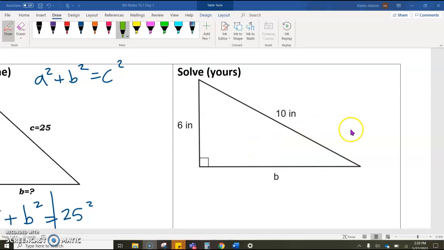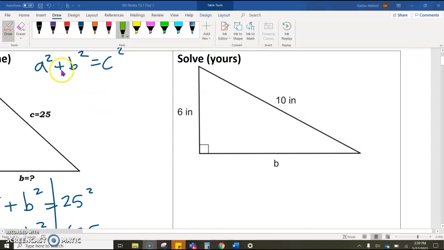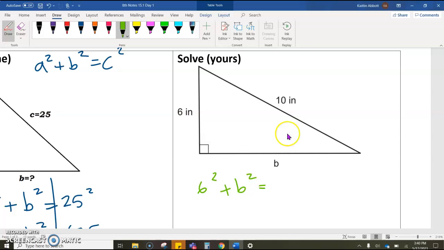All right, welcome back. Hopefully you solved this on your own already. So remember, we need a squared plus b squared equals c squared. A and b are these sides, so this is b, this is a, and this is c. So let's make our equation. So a squared is going to be 6 squared. B squared, we don't know what it is, so b squared equals c squared, which is our last number. It is 10, so we're going to do 10 squared.